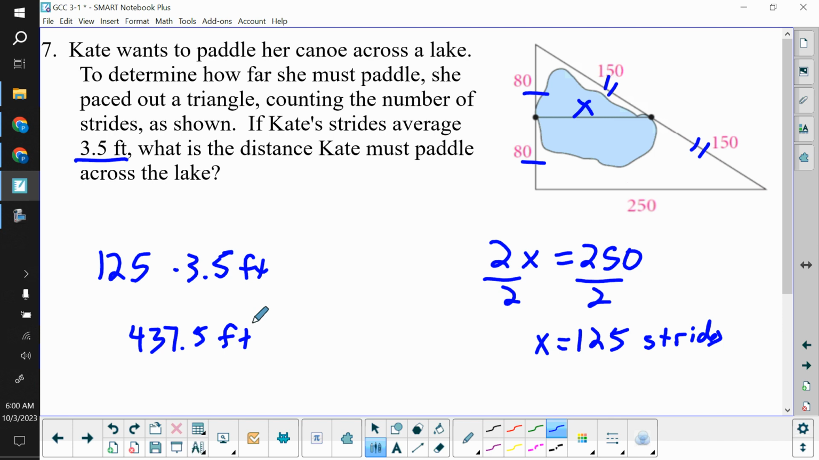So this is a way that the midsegment can be used to indirectly measure something. Like we can't take a tape measure and just stretch it across the lake, but we could measure using strides the amount on land, turn it into a triangle, and then use our property of the midsegment to actually find that measurement.